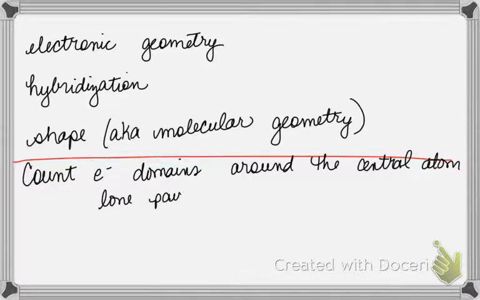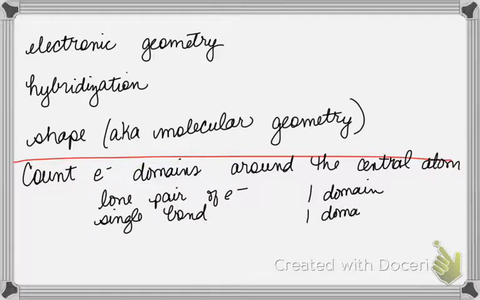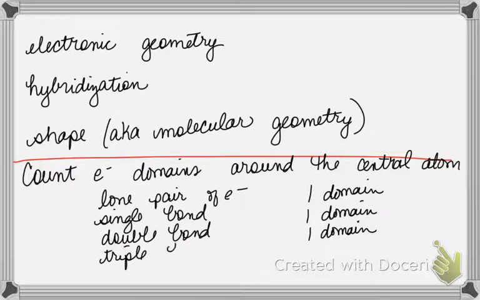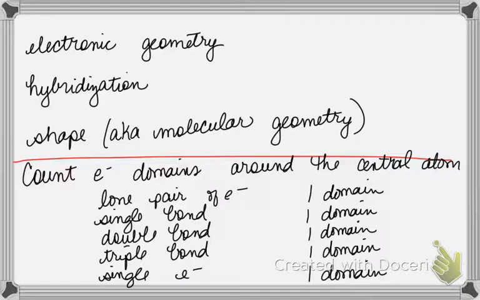A lone pair of electrons counts as one domain. A single bond counts as one domain. A double bond counts as one domain. A triple bond counts as one domain. And in that rare case where you have a single electron by itself, like in NO2, if you'll remember the radical, the free radical, a single electron also counts as one domain. So yes, everything counts as one domain.